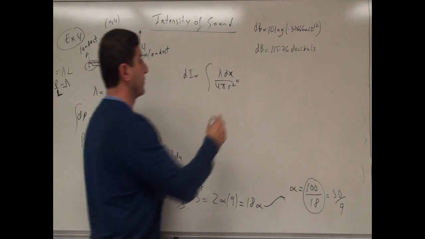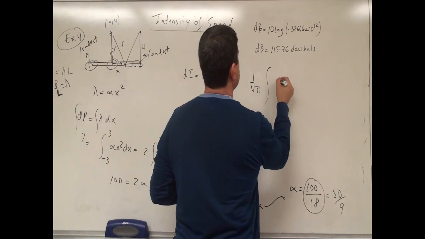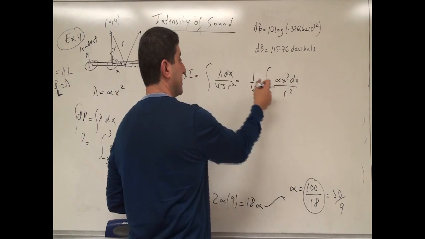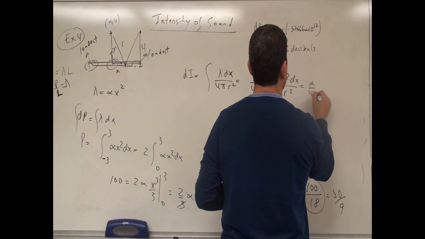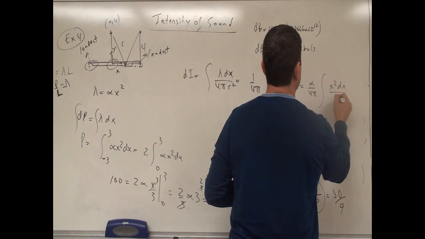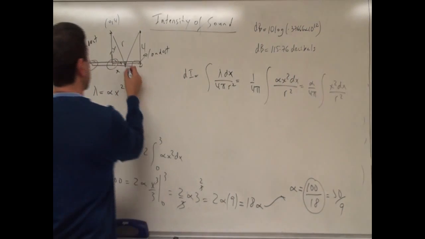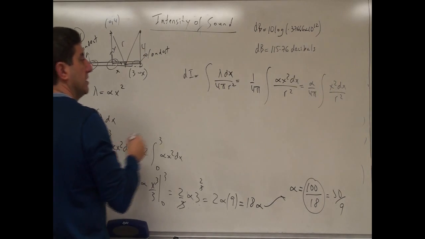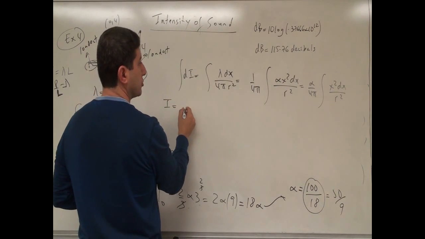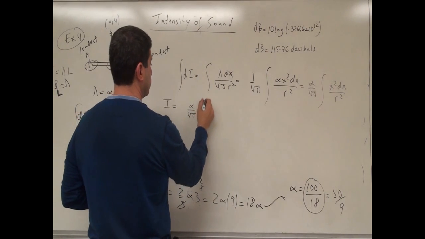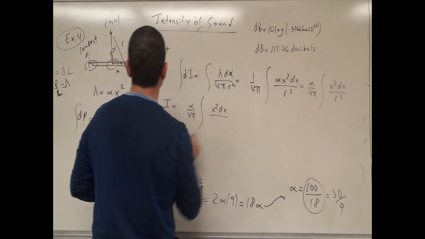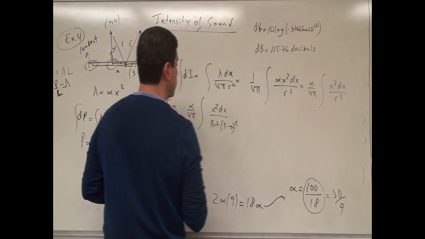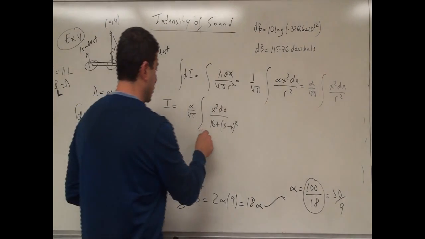Let's calculate that. 1 over 4 pi can come out, and then you have here lambda is equal to alpha x squared, and then dx over r squared, right? And then alpha can come out again, alpha over 4 pi x squared dx over r squared, and then the r squared, we can put down what the r squared was before. This one was 3 minus x, and this one was 4, right? So we can say integral I is equal to alpha over 4 pi x squared dx, and then r squared is going to be equal to 16 plus (3 minus x) squared. So same as before, right? And then remember, we went from negative 3 to 3.